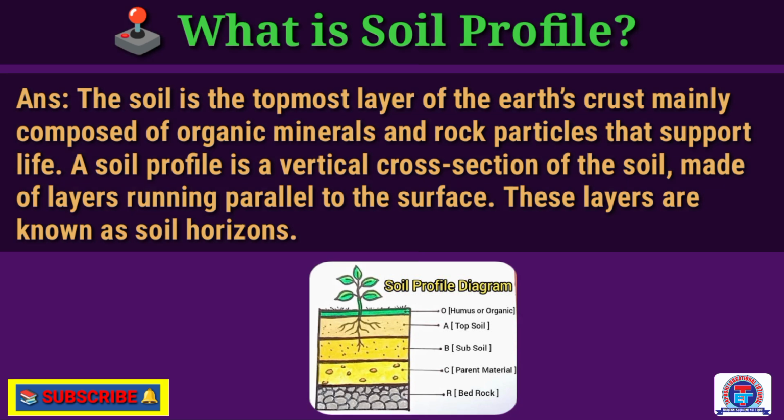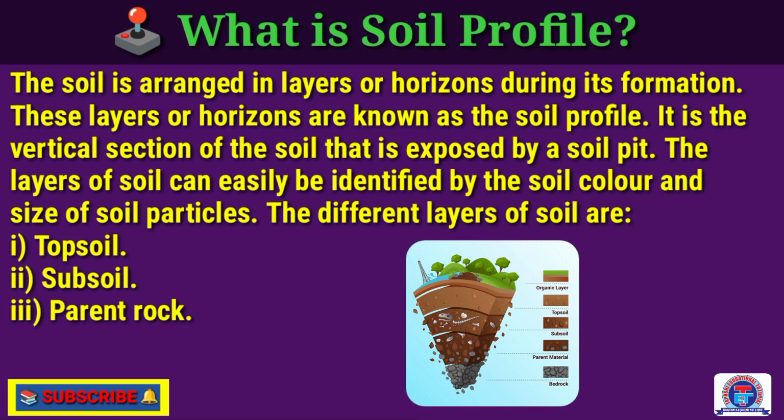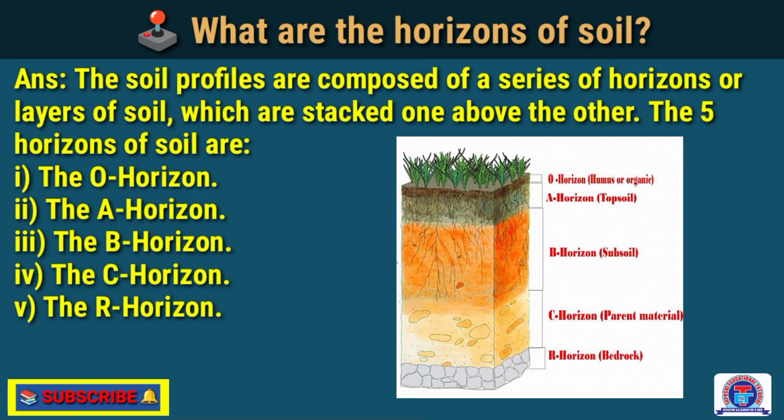Now we understood another thing related to the soil profile, that is the soil is arranged in layers or horizons during the formation. These layers or horizons are known as the soil profile. It is the vertical section of the soil that is exposed by the soil pit. The layers of the soil can easily be identified by the soil color and size of soil particles. These different layers of soil are topsoil, subsoil and parent rocks, right? We understand what the horizons of soil are.